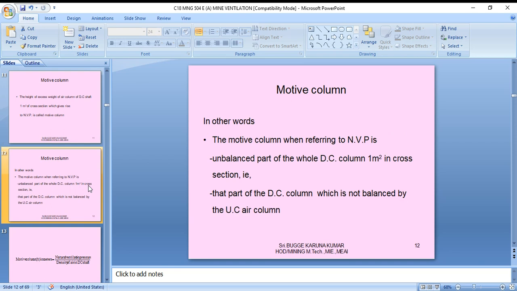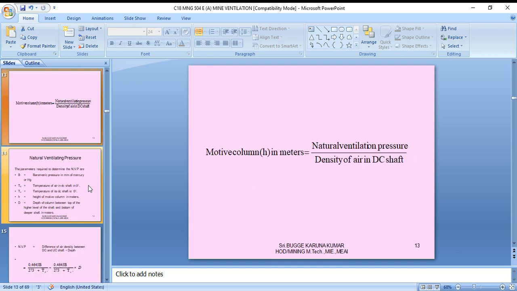So in other words, the motive column can be defined as the unbalanced part of the whole downcast column, 1 meter square in cross section, that part of the downcast column which is not balanced by the upcast air column. Then we can write the motive column H in meters as natural ventilation pressure divided by the density of air in the downcast shaft. So this is a simple formula for the motive column. Please note down this formula.